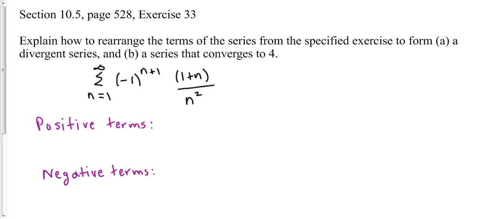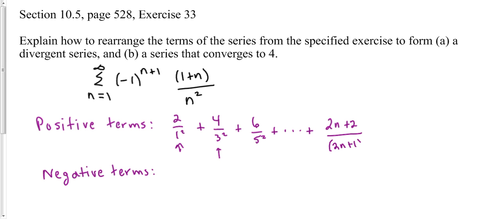So the first positive term we're going to get is going to be 2 over 1 squared. And then we're going to have 4 over 3 squared plus 6 over 5 squared. And if we start our numbering again so that this is the n equals 0 term and this is the n equals 1 term, etc., then our general term is going to be (2n + 2) over (2n + 1) squared, and that will continue.